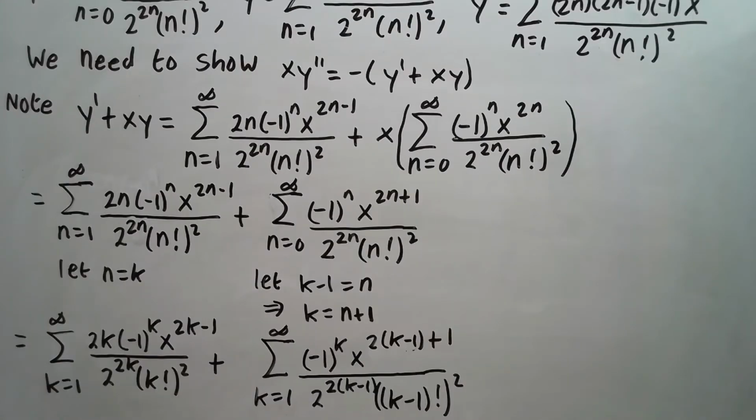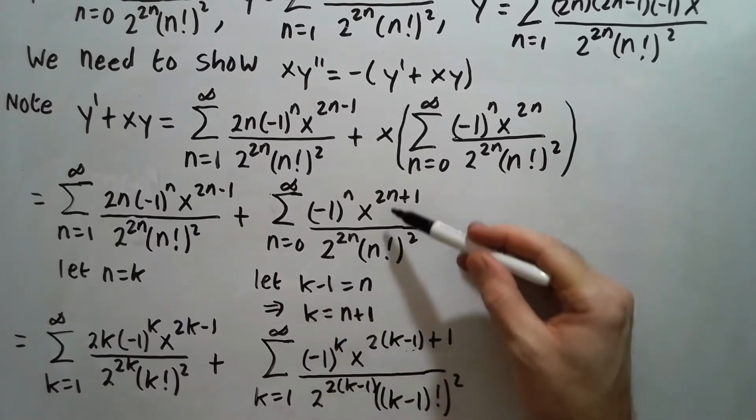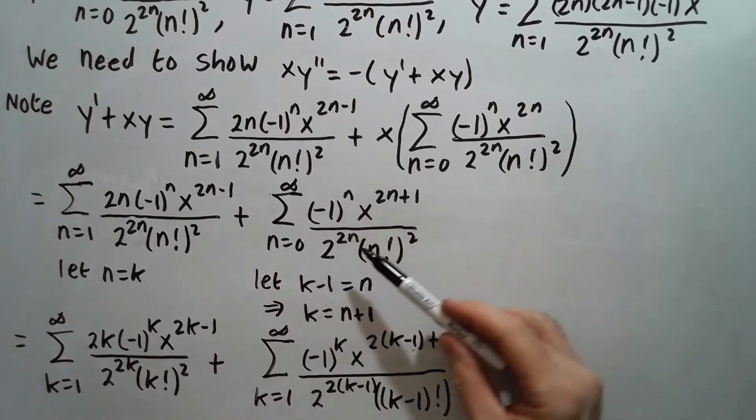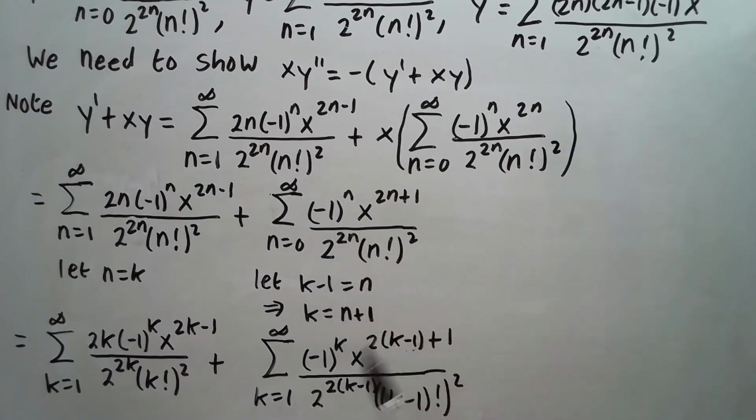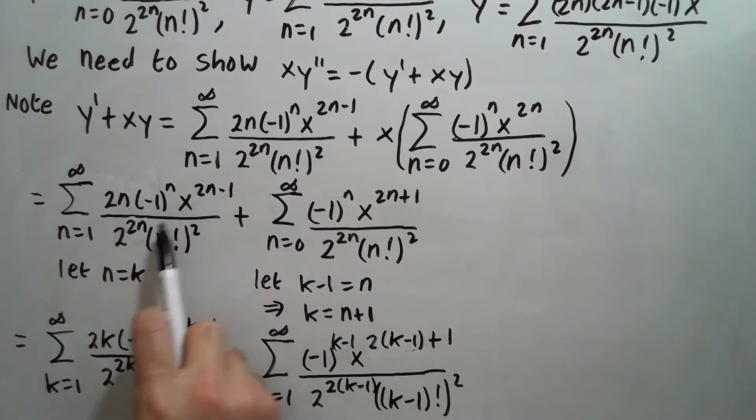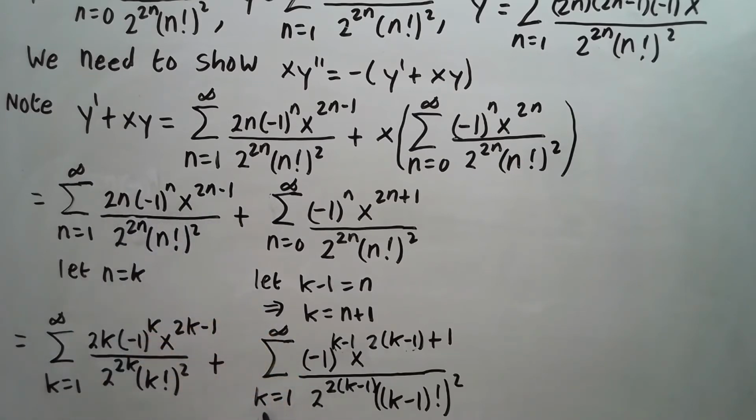So making that substitution, we get... Okay, so I'm putting k minus 1 in place of n here, here, here, and here. That's what I've done. Down here, it should be k minus 1 here. That's a mistake here. So it'd be minus 1 to the k minus 1, x to the 2 times k minus 1 plus 1, then over 2 to the 2k minus 1, then k minus 1 factorial squared. And here I'm just replacing the n with the k. And this summation now starts at 1.